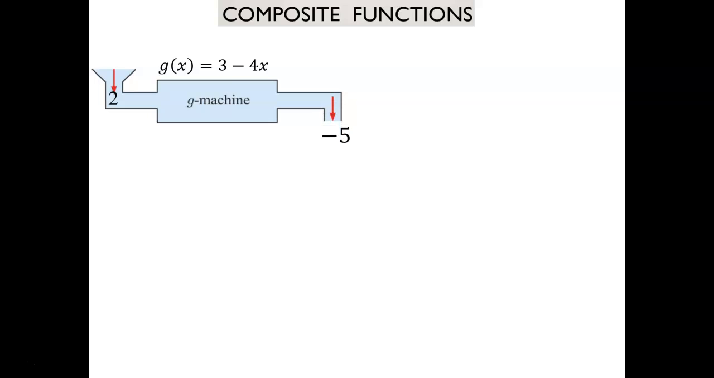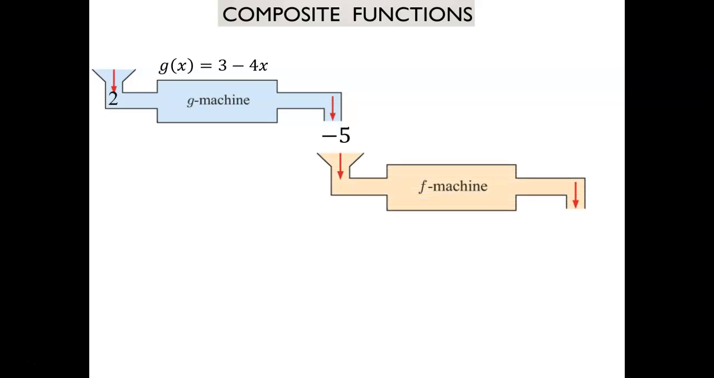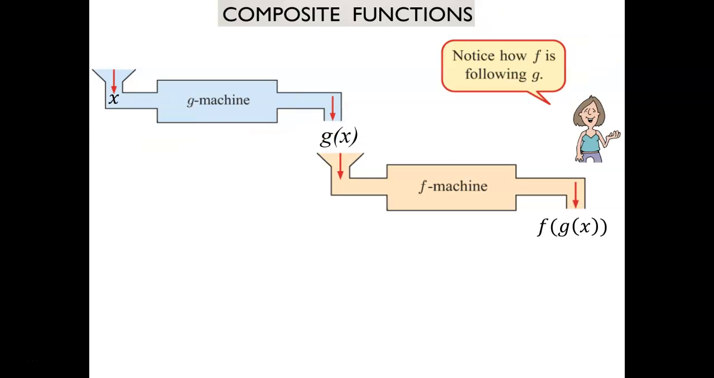3 minus 4 times 2 is minus 5. But now, if it follows by the f machine, and f happens to be 2x plus 1, minus 5 goes in, negative 9 comes out. So let's put that in another way now. If x goes into g, g of x comes out. But now if g of x goes into f, what's going to come out? F of g of x. So notice that f was following g.